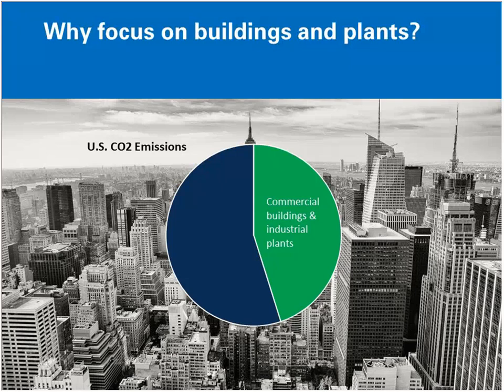So just a quick bit of context setting as we get started. Why are we focused on buildings and plants when we talk about greenhouse gas emissions and especially emissions reductions? Put simply, commercial buildings and industrial plants together generate about 45% of all U.S. carbon dioxide emissions. So this makes commercial buildings a very important target for organizations that are interested in pursuing energy and greenhouse gas management and reduction programs.